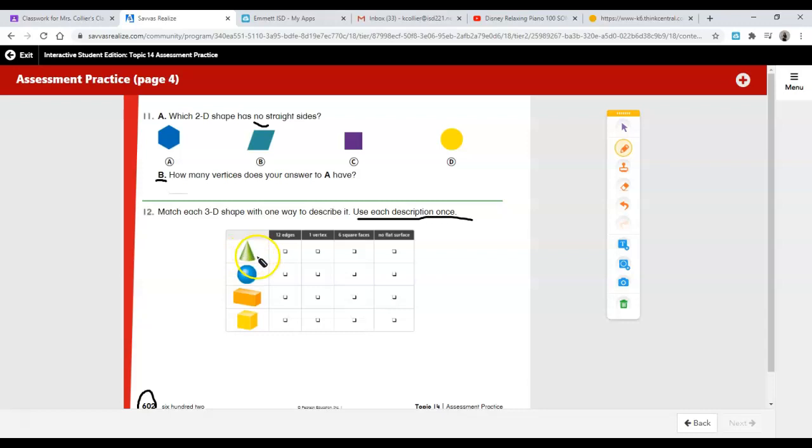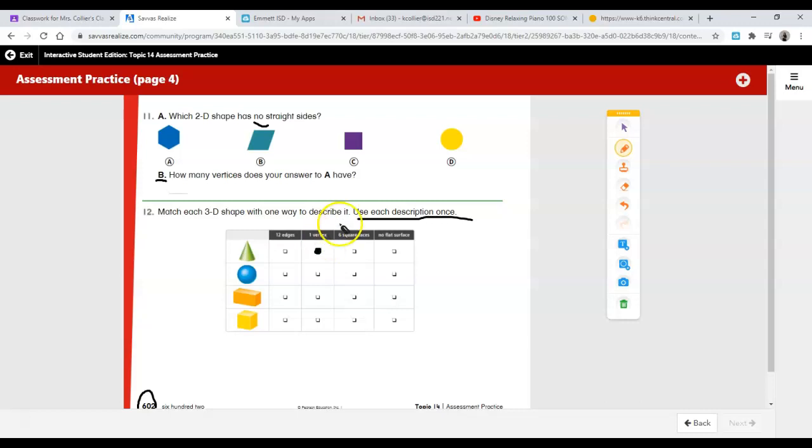So for our cone, let's read the choices. This is saying a cone has 12 edges. Does a cone have 12 edges? What about one vertex? Does a cone have one vertex? Does a cone have 6 square faces? Or does a cone have no flat surfaces? So for this answer choice, a cone does have one vertex. So we are going to fill in that answer choice.